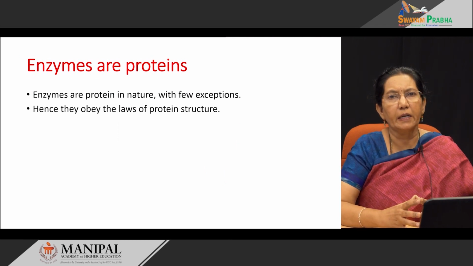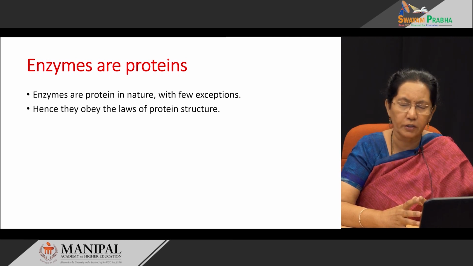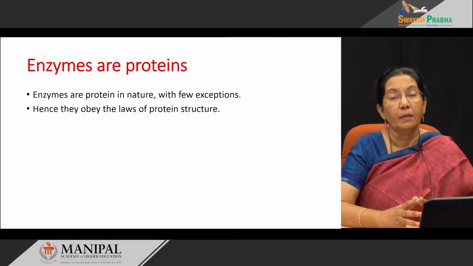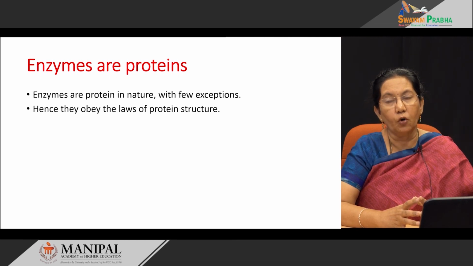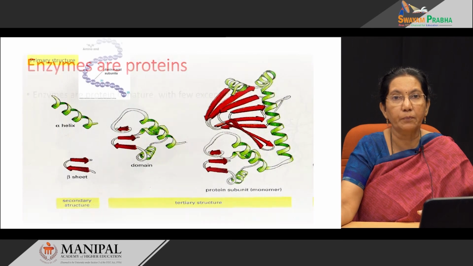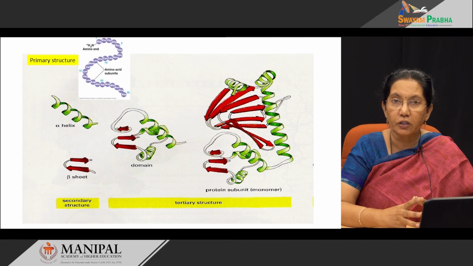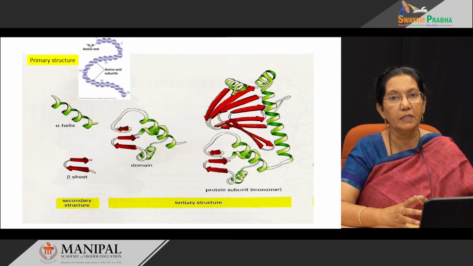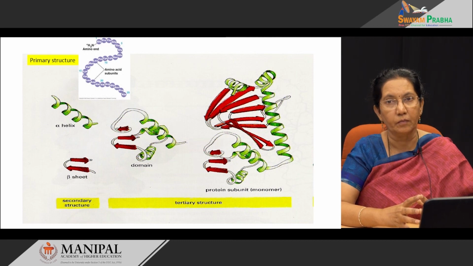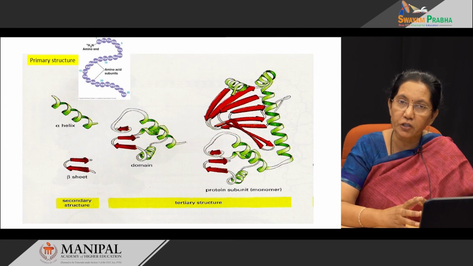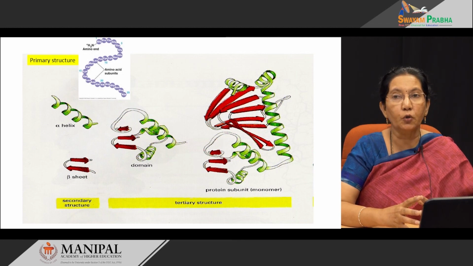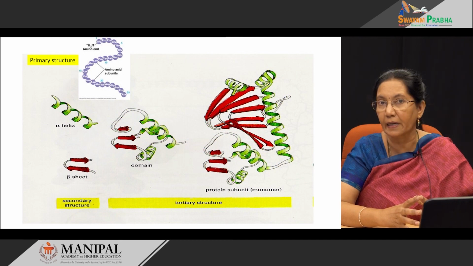It is very important to remember that enzymes are protein in nature. Of course, there are few exceptions. Since they are protein in nature, they obey all the laws of protein structure, protein function and protein chemistry. For example, the primary structure of a protein is the sequence of amino acids which determines the final structure of a protein. Similarly, the primary structure of an enzyme molecule is crucial for the proper functioning of an enzyme.